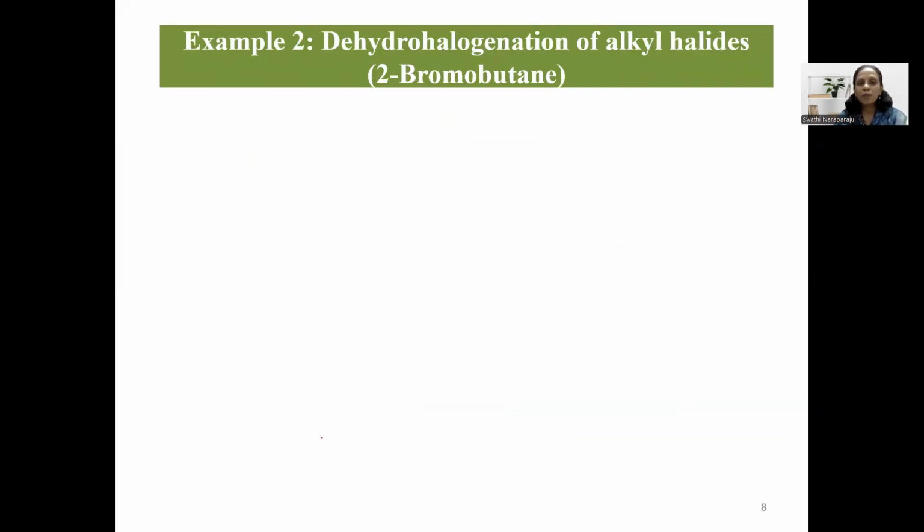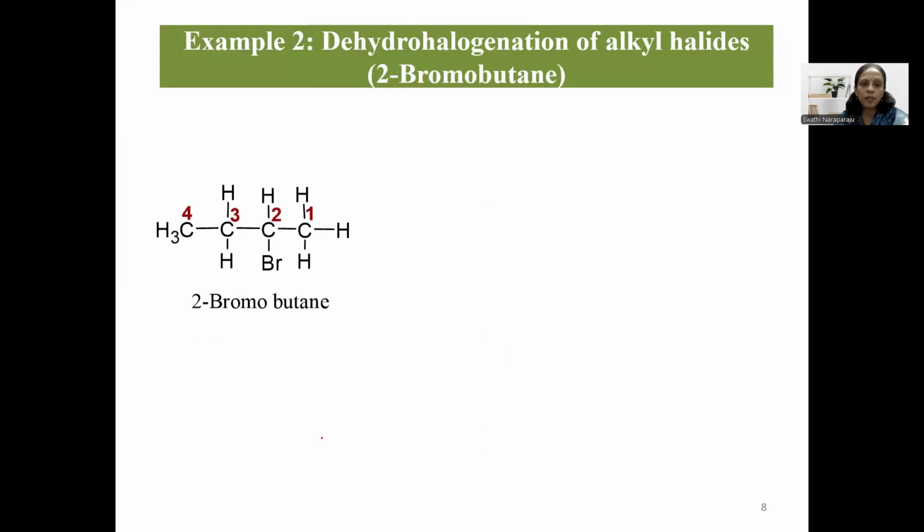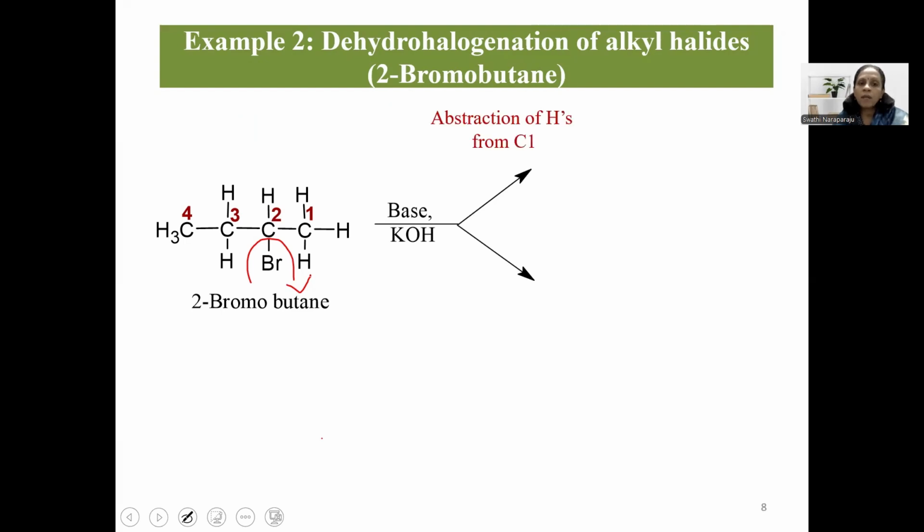Now coming to the example 2, dehydrohalogenation of alkyl halides. So here I have considered 2-bromobutane as an example. So dehydrohalogenation means removal of both hydrogen and halogen occurs in the structure of alkyl halides. And this dehydrohalogenation occurs usually in the presence of strong base like sodium hydroxide or potassium hydroxide. In this reaction, bromine is removed from second carbon atom along with the bonded pair of electrons. Coming to the removal of hydrogen, base can abstract the hydrogen from first carbon atom or it can abstract the hydrogen from the third carbon atom.